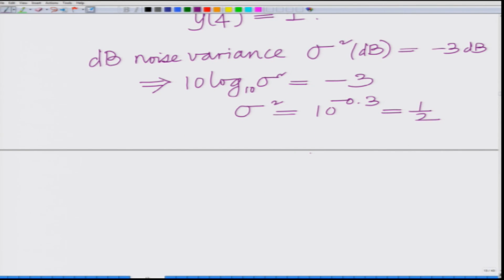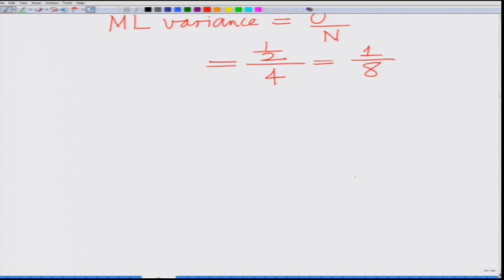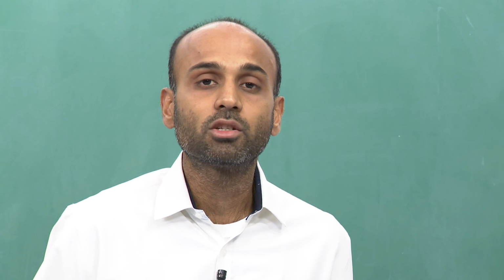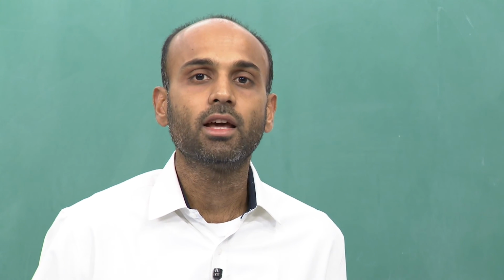And therefore, the ML variance, remember the ML variance equals sigma square divided by n, that is half divided by n equal to 4, that is 1 divided by 8, that is the ML variance.